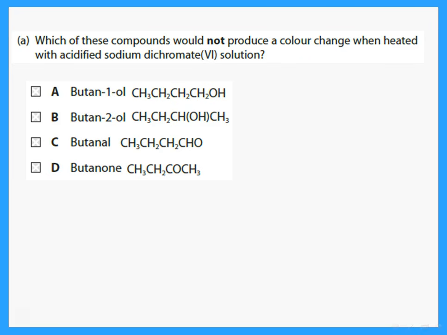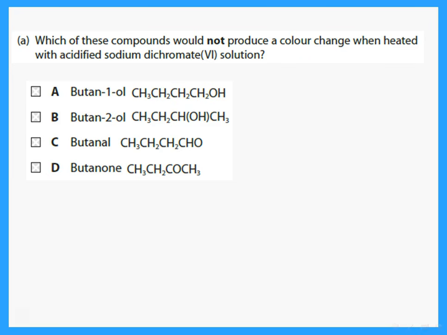So let's look at this question. Which of these compounds would not produce a color change when heated with sodium dichromate? I want you to remember that dichromate solutions, potassium dichromate or sodium dichromate, are originally orange in color, and when they react, they change to green. So, which of these would not produce the color change? That means which of these I cannot oxidize, which of these will not react with the oxidizing agent.